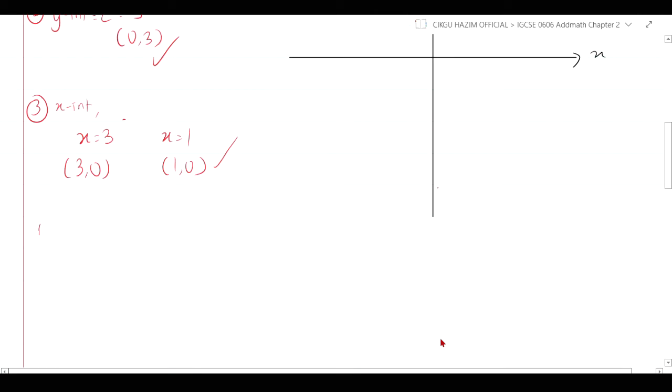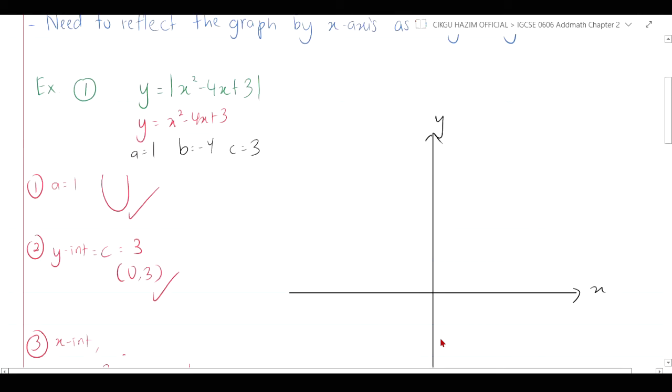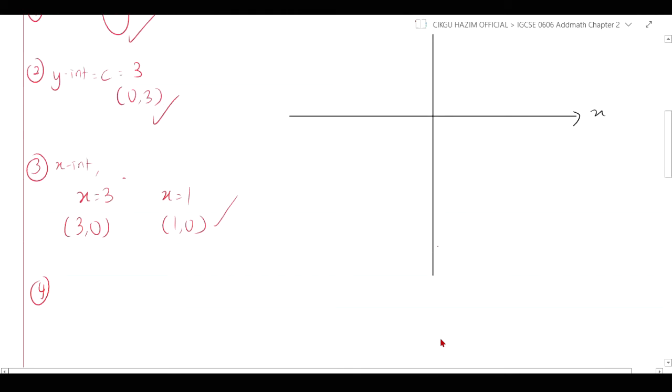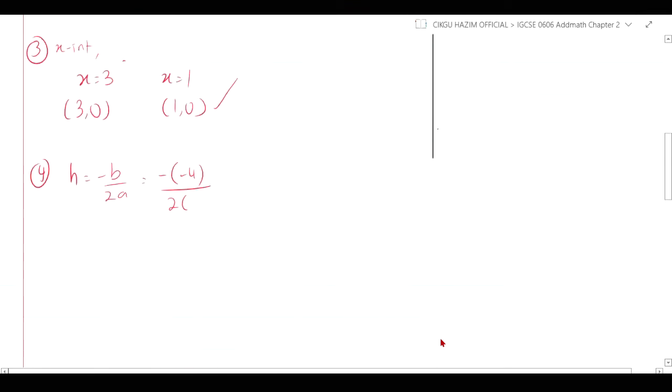And then after that, we need to know the minimum point. This is actually smiling, so when smiling, we have a minimum point. The method that we use is h equals negative b over 2a. So negative bracket, what is b? b equals negative 4, over 2 multiplied by a equals 1. So we have positive 4 here. Positive 4 divided by 2 is going to be positive 2. So this is the value of h.